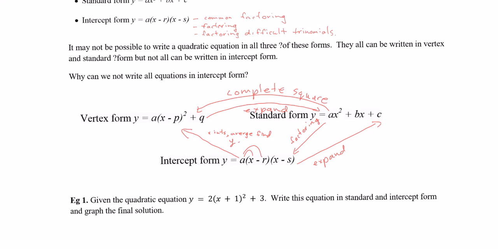Now, in order for us to get from vertex all the way to intercept form, literally what you have to do is take your vertex, convert to standard, and then go to intercept form. Basically, you're going to expand, and then you're going to factor to get the intercept form.